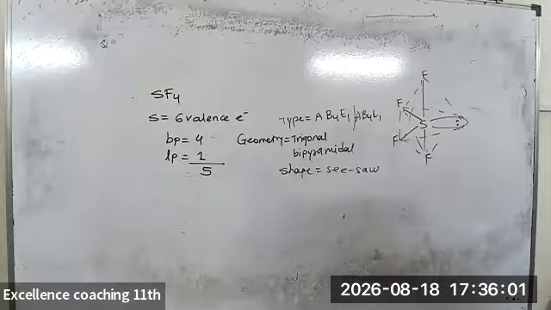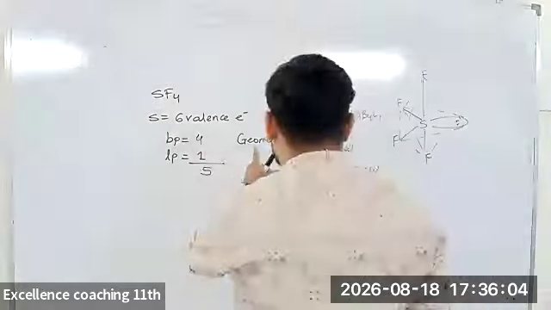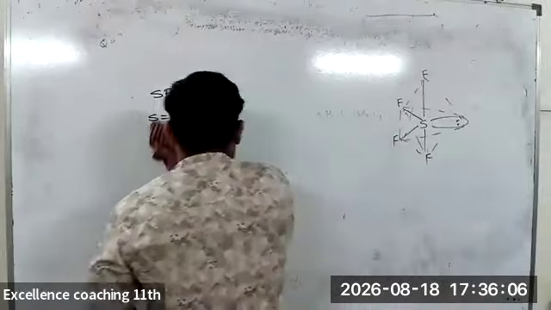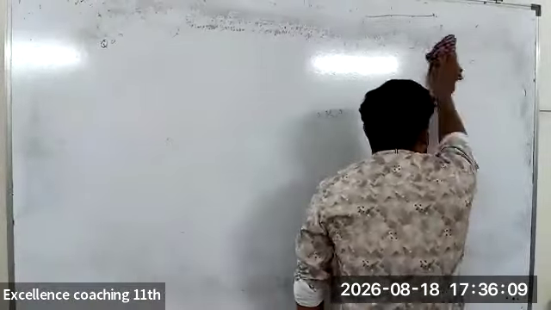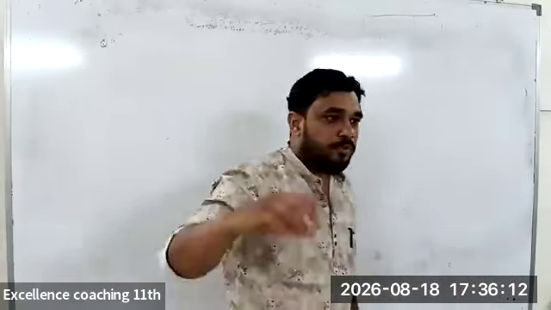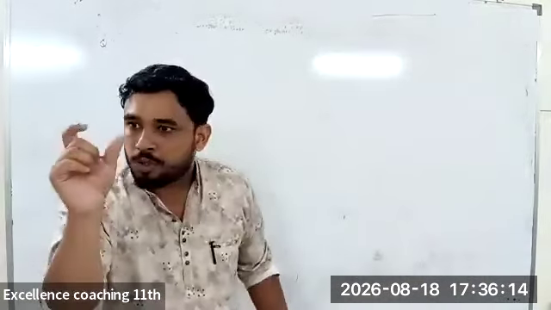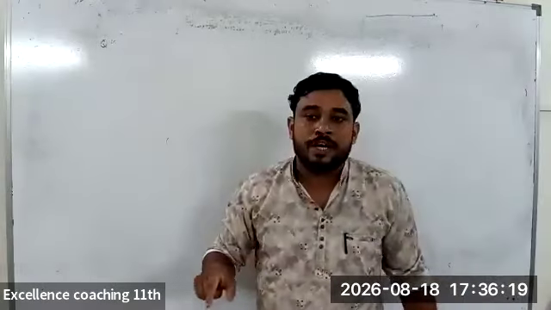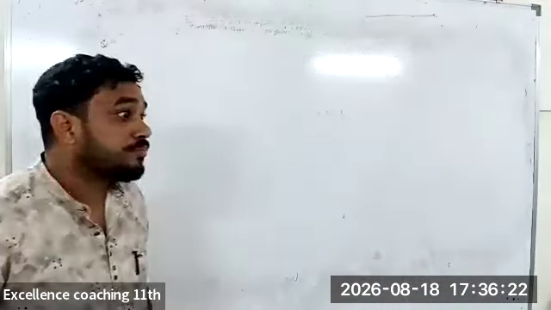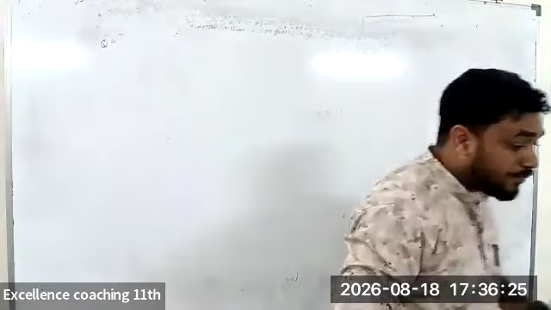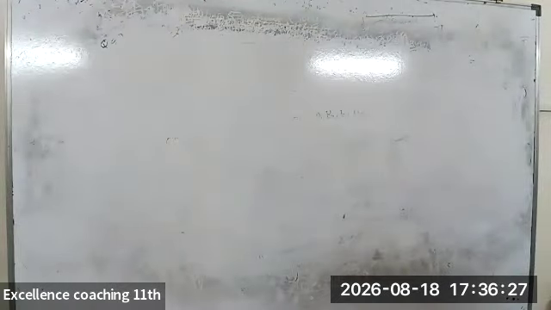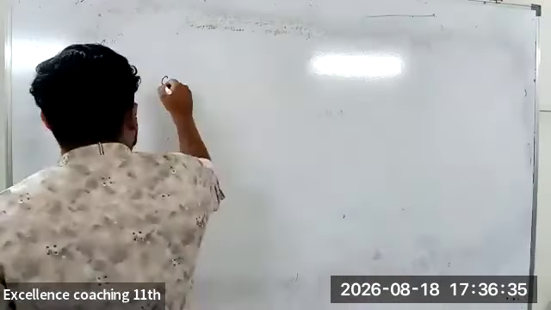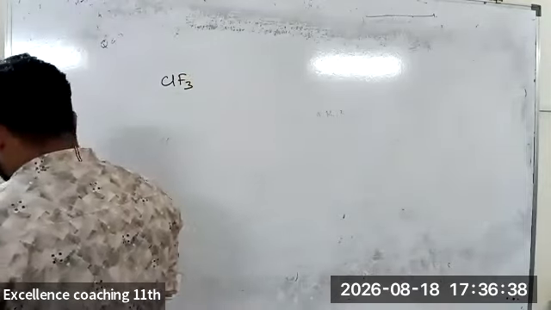Example here. Everything you have written, no? So, to know the shape, what should we know first? The geometry. And to know the geometry, what should I know? The total count. So let me give one example: ClF3.